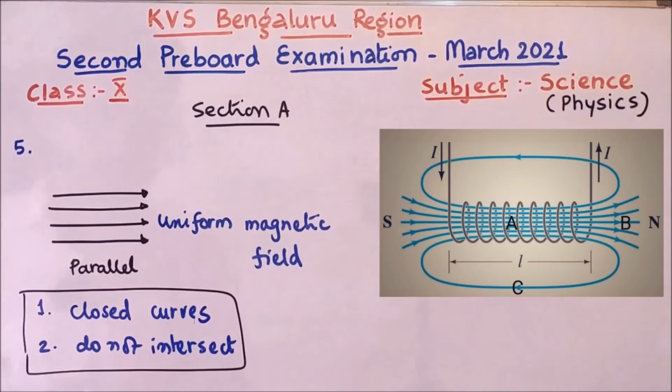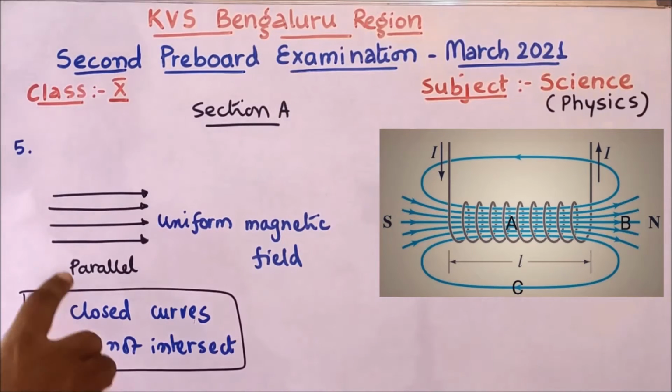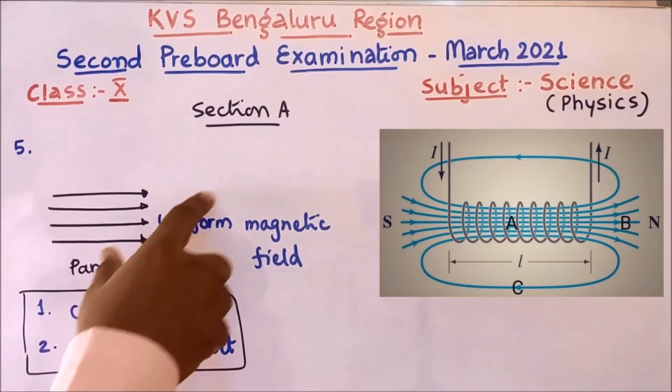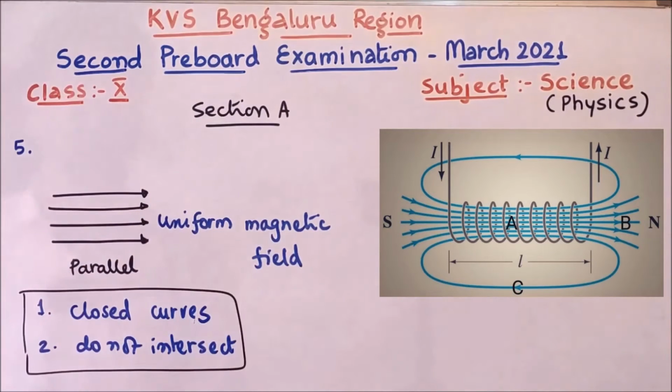If they are closed curves and they are not intersecting each other, then how are they going to exist inside the core of a solenoid? So the only way they can exist is by being parallel to each other. So parallel magnetic field lines indicate what? Uniform magnetic field. So let us answer this question.